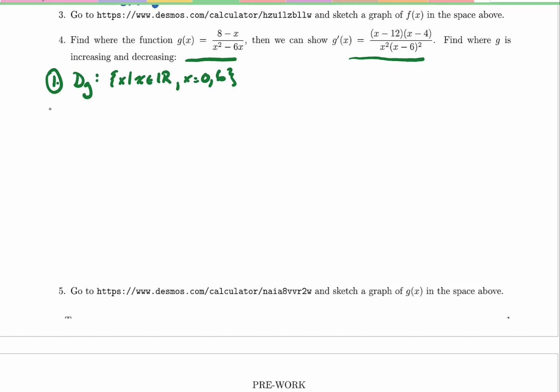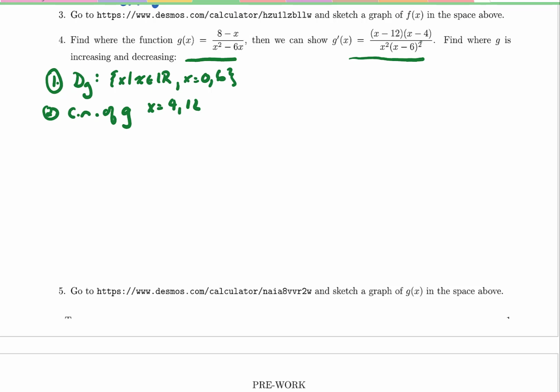Okay? And then let's give the critical numbers of g. That's all of the places where g prime of x is either 0 or undefined that we haven't already picked up in excluding the domain. So we've got critical numbers at x equals 4 and x equals 12. Those are the two critical numbers in this case. And we know that because we've got the derivative already in factored form.